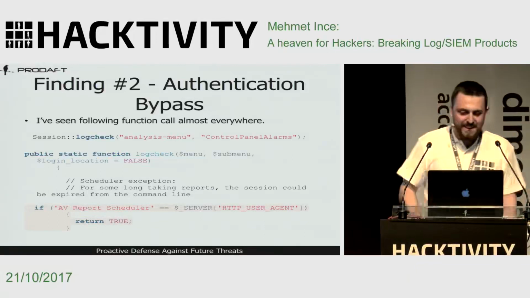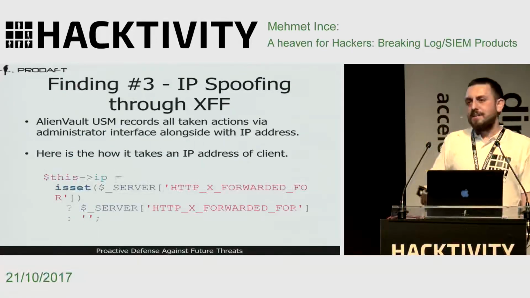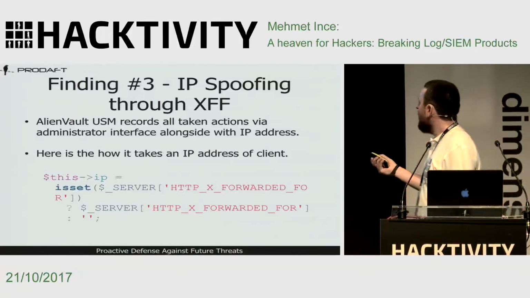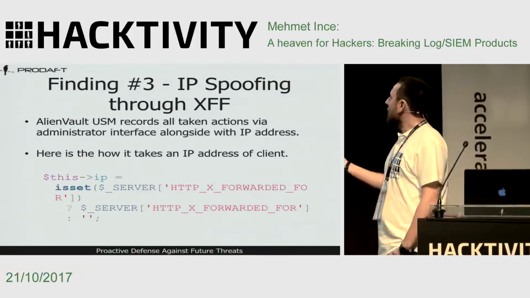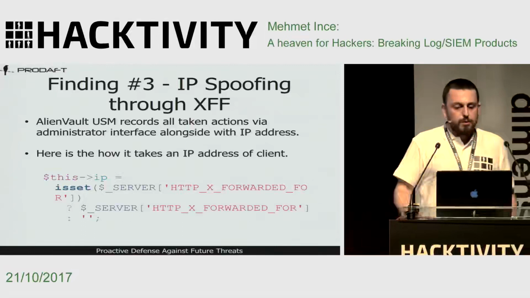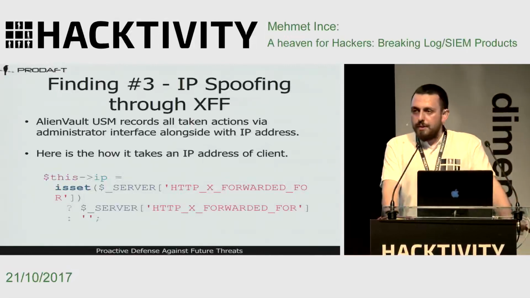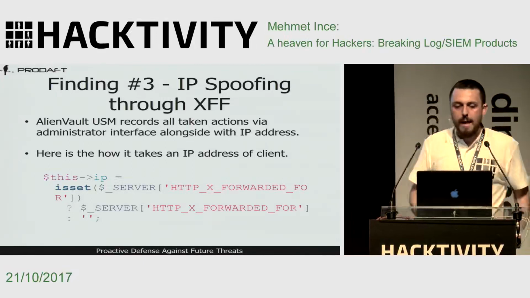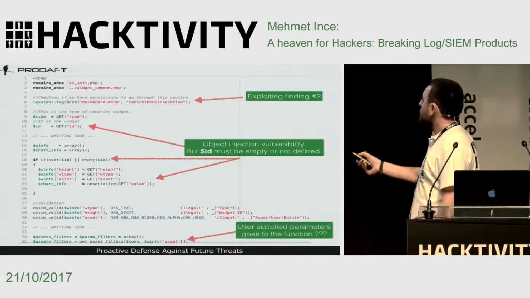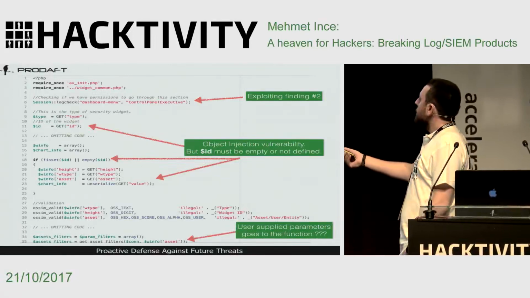Okay, our third finding was related to the client IP address. It's just looking at another HTTP request header. If it sees X-Forwarded-For, it just takes the value itself as the IP address, because the AlienVault USM records all the actions taken through the administrator interfaces. Okay, let's go into the details. This is where we detected the unserialize function call.